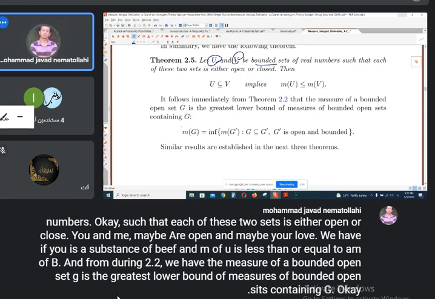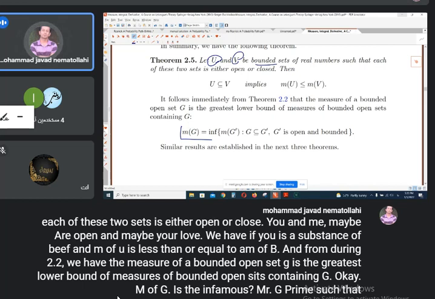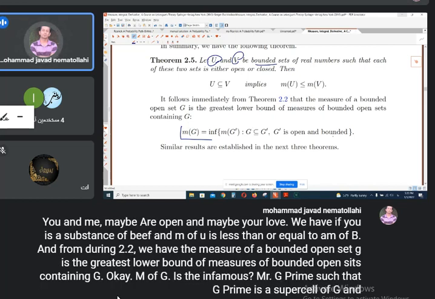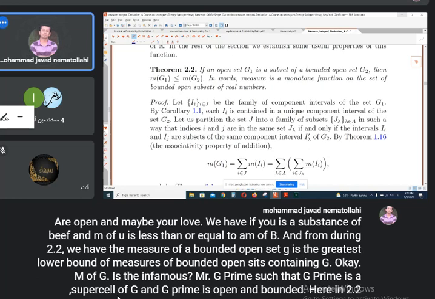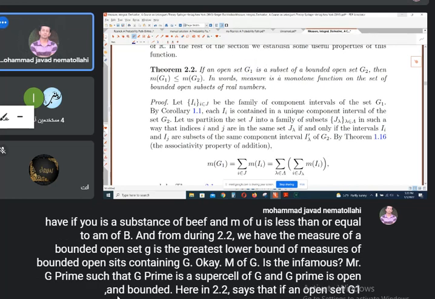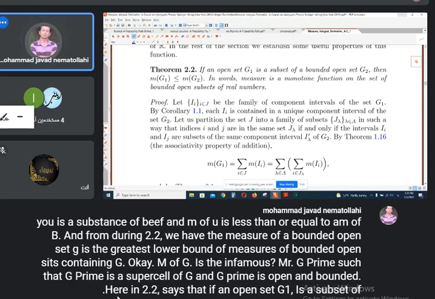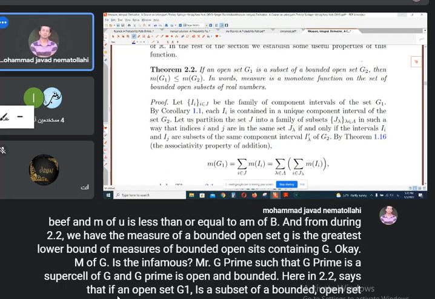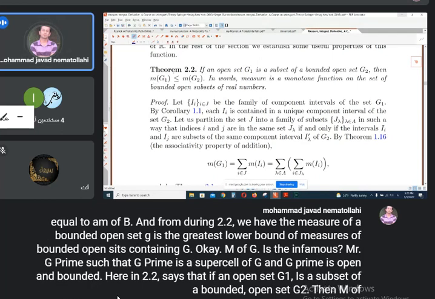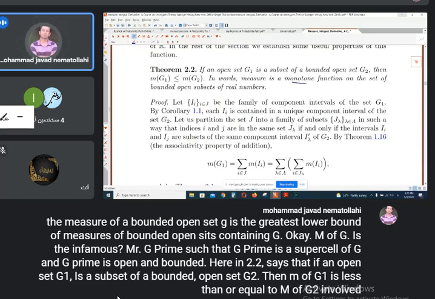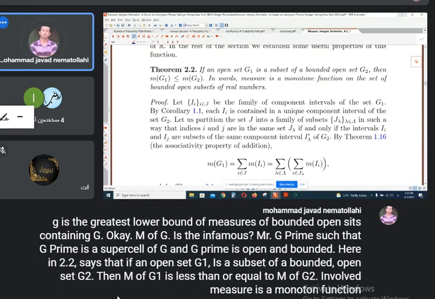M of G is the infimum of M of G prime such that G prime is a superset of G and G prime is open and bounded. Theorem 2.2 says that if an open set G1 is a subset of a bounded open set G2, then M of G1 is less than or equal to M of G2. In words, measure is a monotone function on the set of bounded open subsets of real numbers.